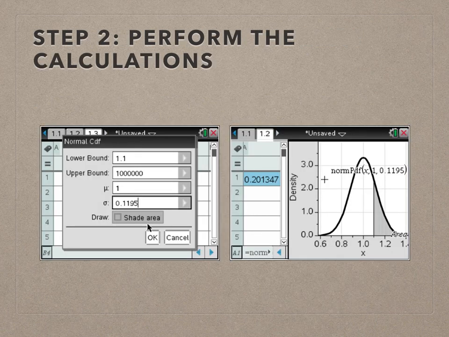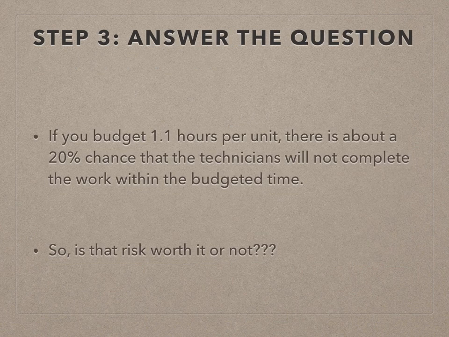Step 2, perform the calculations. Lower bound 1.1, upper bound a really big number, because you're looking at the probability of it taking longer than 1.1 hours. The mean is 1, and our standard deviation is 0.1195. So when we plug that into our calculator, we end up getting 0.20. So that means there is a 20% probability. Step 3: if you budget 1.1 hours per unit, there is about a 20% chance that the technicians will not complete the work within the budgeted time.